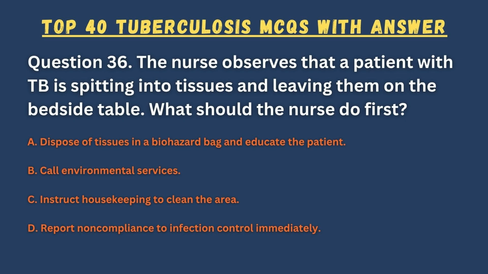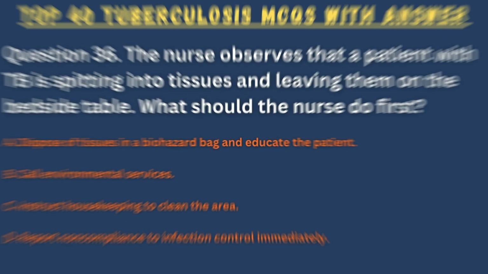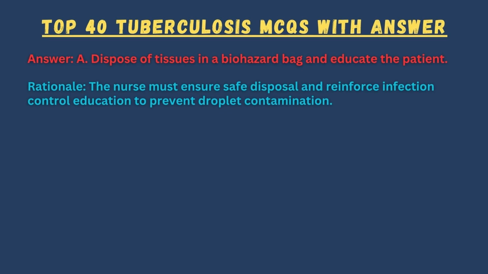Question 36. The nurse observes that a patient with TB is spitting into tissues and leaving them on the bedside table. What should the nurse do first? A. Dispose of tissues in a biohazard bag and educate the patient. B. Call environmental services. C. Instruct housekeeping to clean the area. D. Report noncompliance to infection control immediately. Answer: A. Rationale: the nurse must ensure safe disposal and reinforce infection control education to prevent droplet contamination.